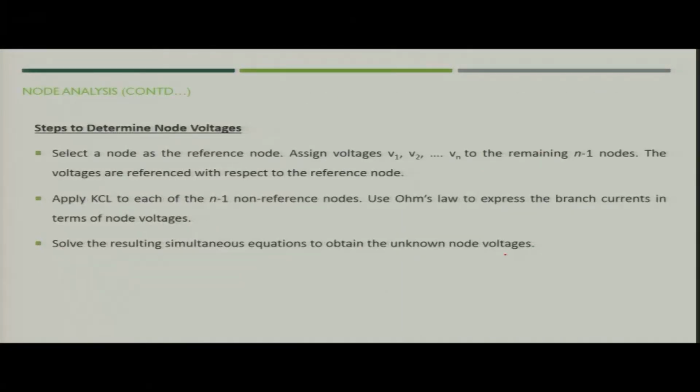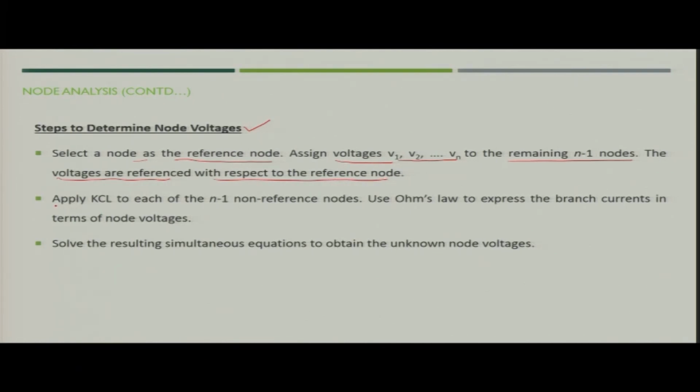So, now you can summarize what the steps would be to determine the node voltages. First, you have to select a node as the reference node, then assign voltages, say V1, V2, Vn to the remaining n minus 1 nodes. The voltages are referenced with respect to the reference node.